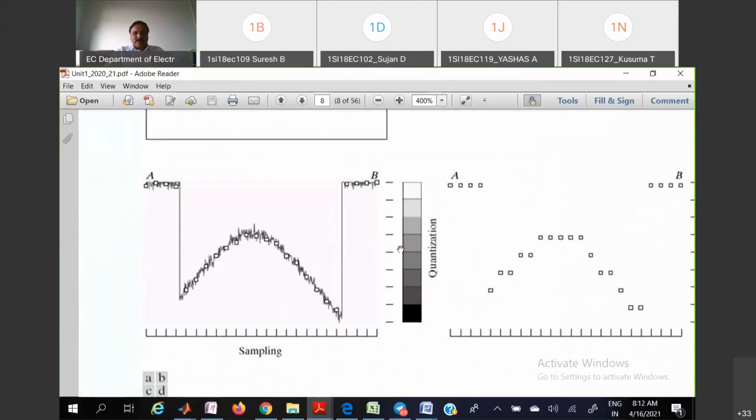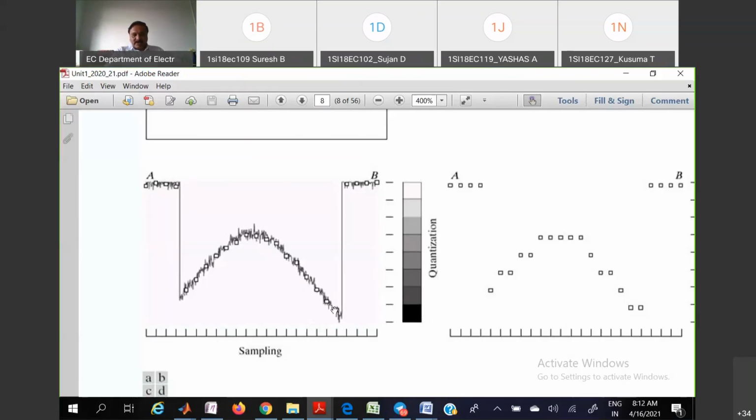Now I should use some regular or fixed levels, which are called the quantization levels. As you can notice, this is one of the quantization levels, this is the second level, this is the third, fourth, fifth, sixth, seventh, and eighth. So 8 levels are considered here. Whatever lies in this range is taken as one level. That's what is seen here.